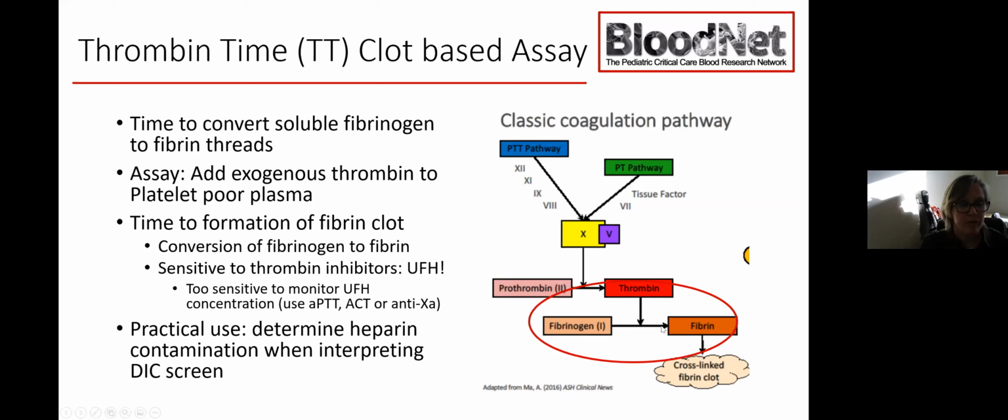The thrombin time is very, very sensitive to thrombin inhibitors, particularly unfractionated heparin. So it's way too sensitive to monitor unfractionated heparin, and we would use the other assays instead. To me, the most practical use for the ICU is to determine whether you have heparin contamination in, say, your DIC screen or your anti-10A if the thrombin time is elevated.